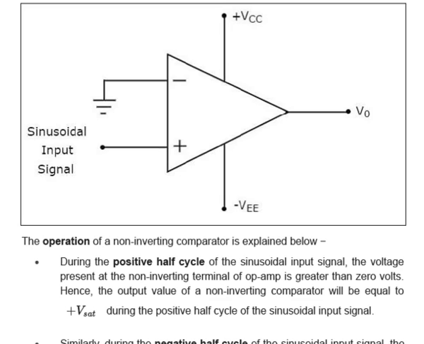So the operation of the non-inverting comparator is like this: during the positive half cycle of the sinusoidal input signal, the voltage present at the non-inverting terminal of the OPAMP is greater than 0 volt. Hence, the output value of the non-inverting comparator will be equal to plus V saturation during the positive half cycle of the sinusoidal input signal.